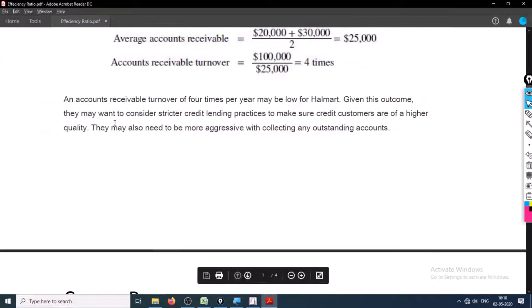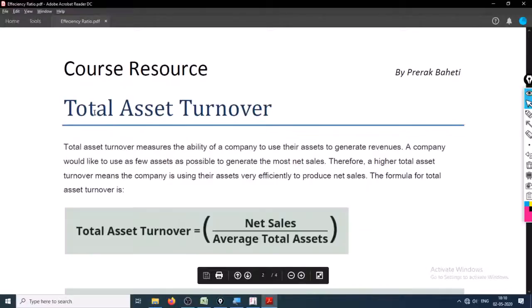You can go ahead and study it more, and in the next one we'll study the total asset turnover ratio. So good day.